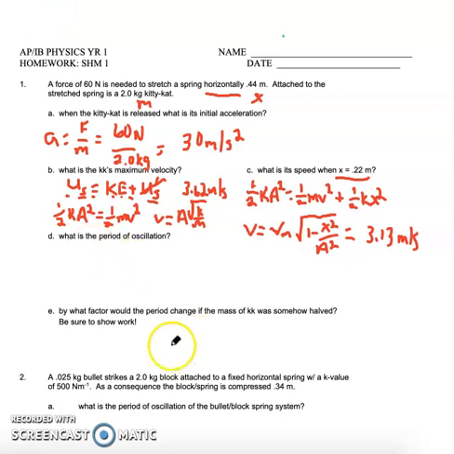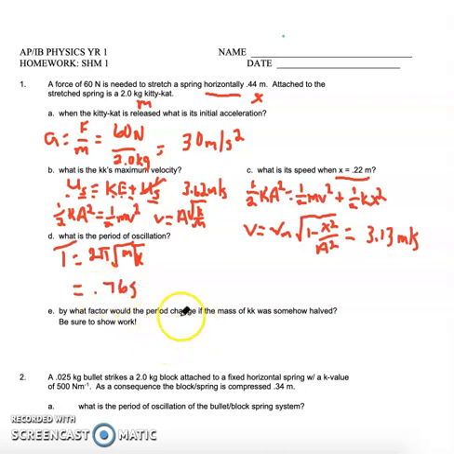All right, and lastly, what's the period of oscillation? That's where we use the equation we derived in the notes. That's going to be 2 pi radical m over k. Whoops, sorry. Okay. And you can plug in the numbers. This is pretty straightforward, and we get 0.76 seconds.